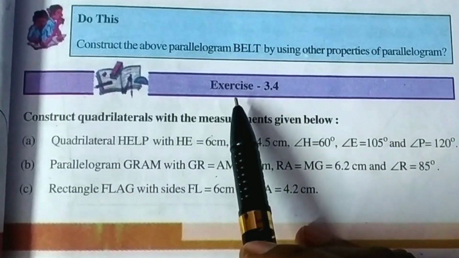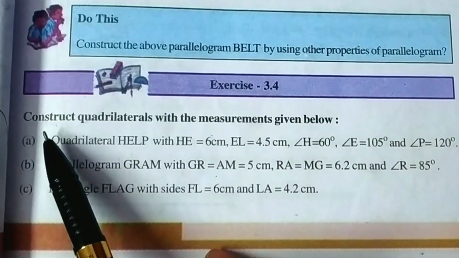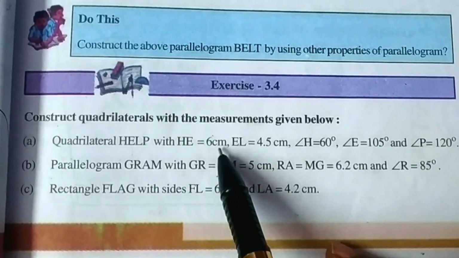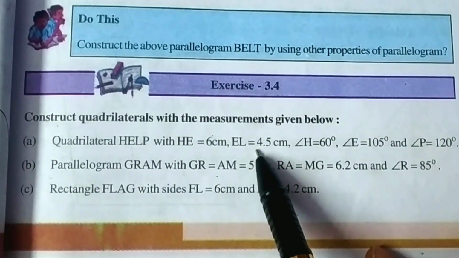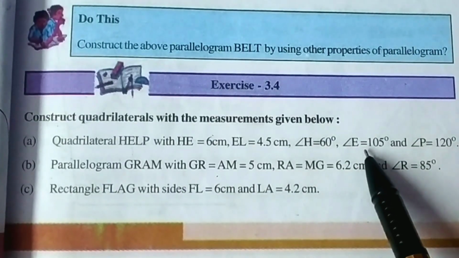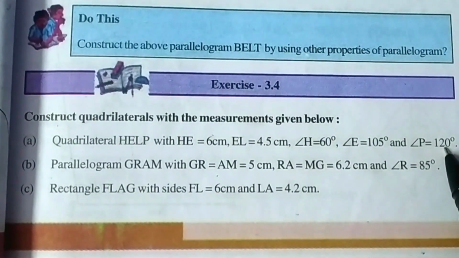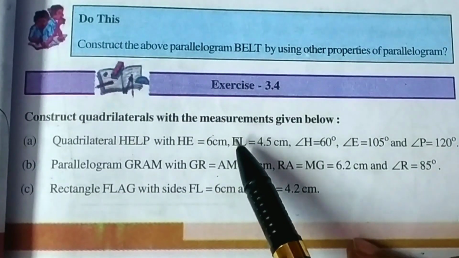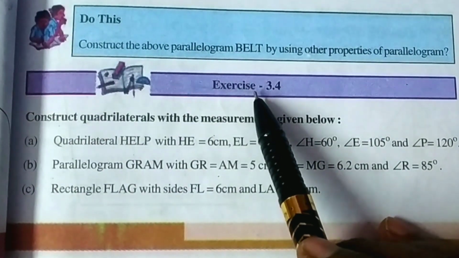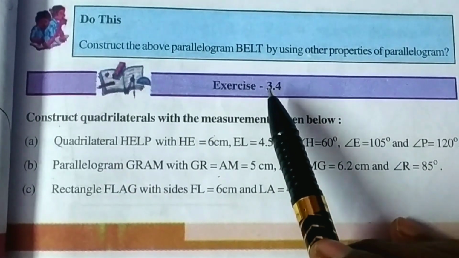From this video, I would like to explain construction of a quadrilateral HELP with HE is equals to 6 centimeters, EL is equals to 4.5 centimeters, angle H is equals to 60 degrees, angle E is equals to 105 degrees, and angle P is equals to 120 degrees. This is the problem from exercise 3.4 from class 8, AP and Telangana state boards.